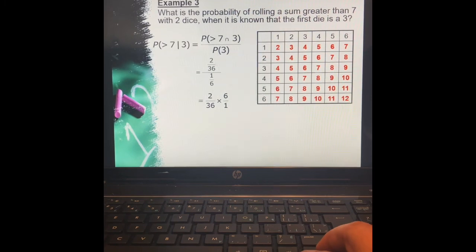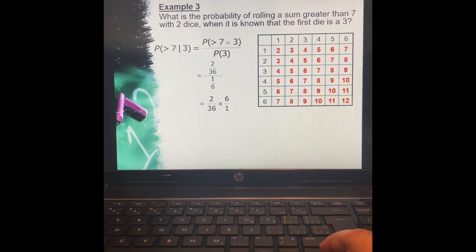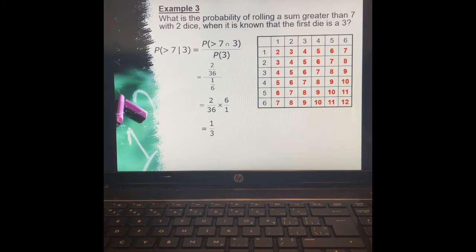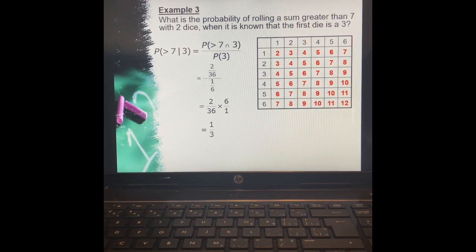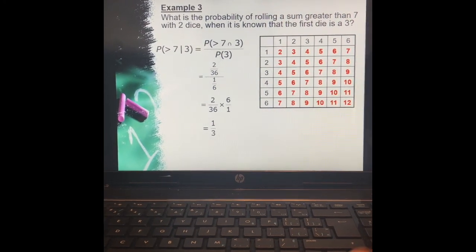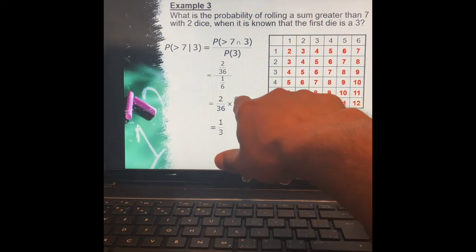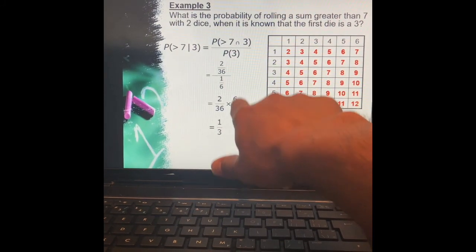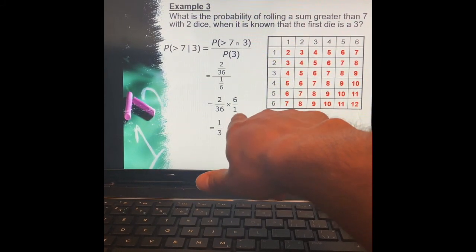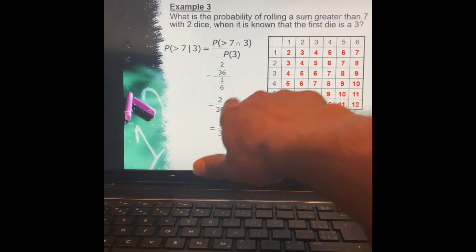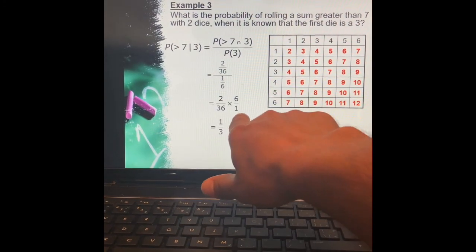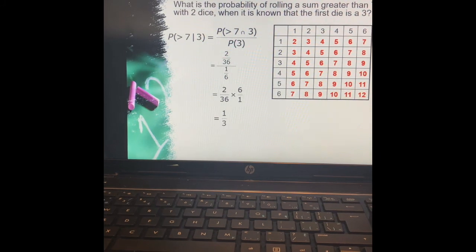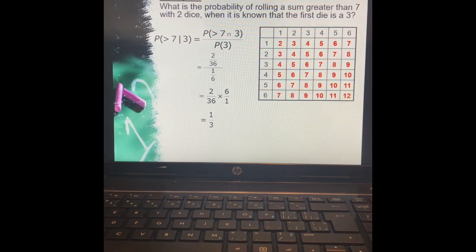And it would have been 2 out of 6. So what I'm saying is you get 2 out of 36 on top, and this is 6 out of 36 on the bottom. They would cancel out, and you get 2 out of 6. 2 out of 6 is 1/3. It's the same answer as you got here.